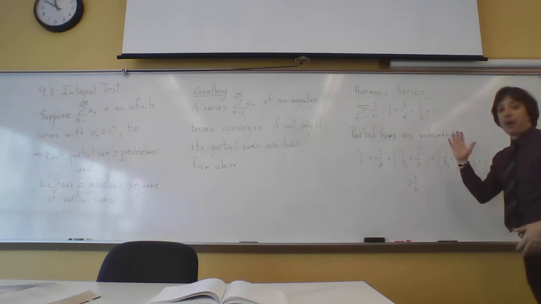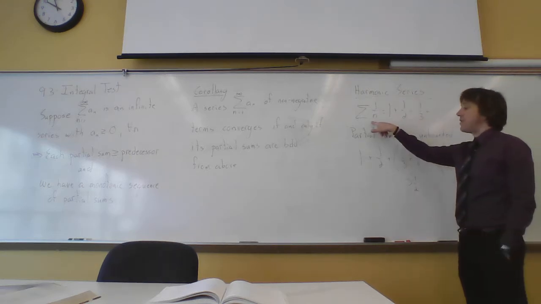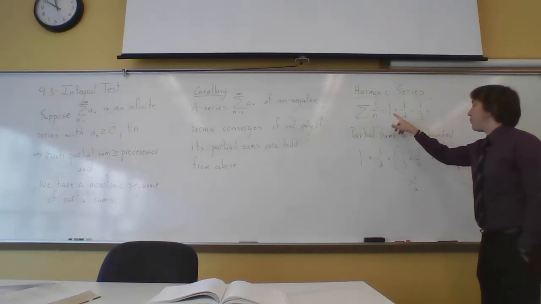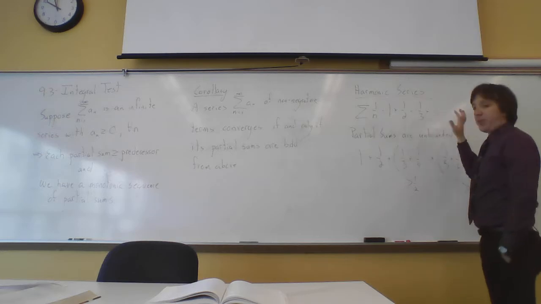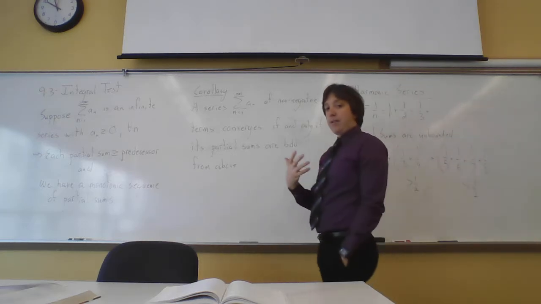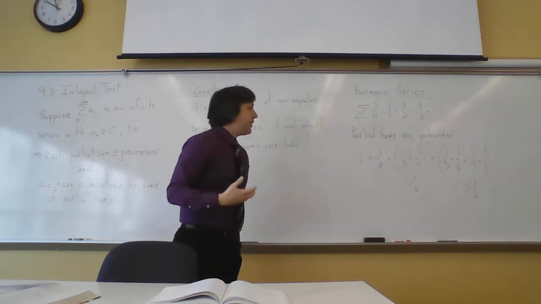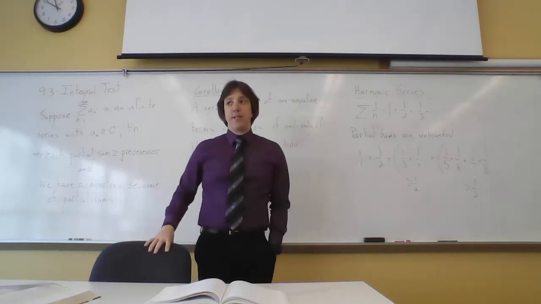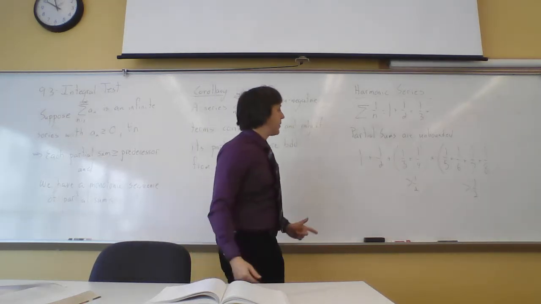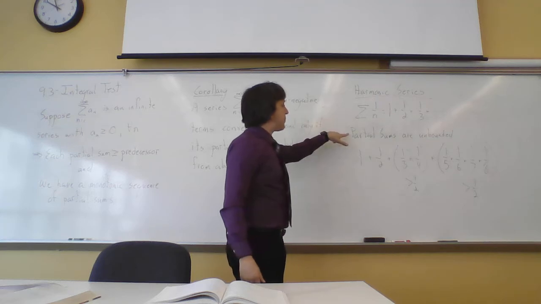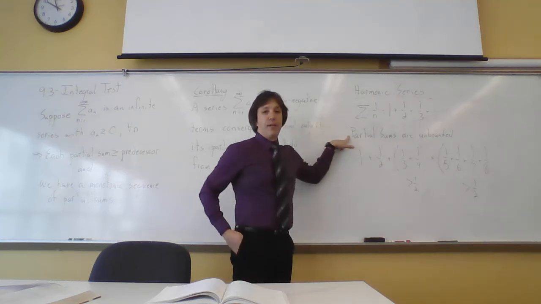Case in point, the harmonic series. The harmonic series is just the sum of 1 over n. In other words, 1 plus a half plus a third plus a fourth, a fifth, a sixth, and so on and so on and so on. This is going to be a divergent series, and it's going to be one of our favorites as we go forward. And it diverges because its partial sums are unbounded.